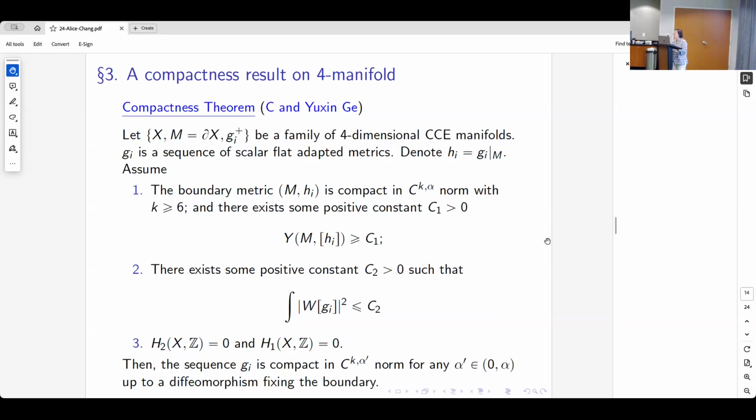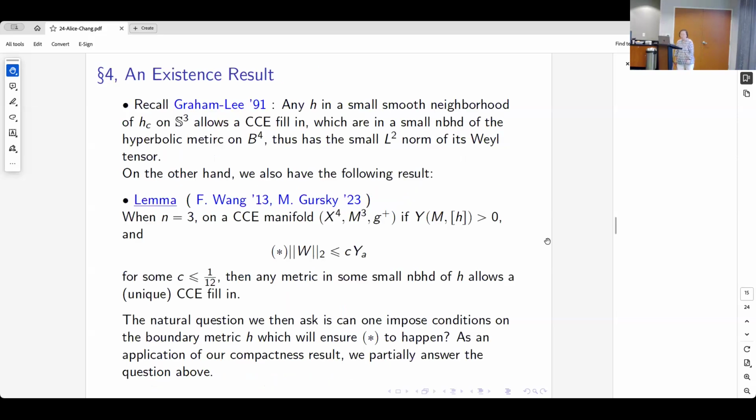Okay, and now I want to briefly describe an application of this result. First, we know that for the original metric, if h is in a perturbation result, then the Weyl curvature L2 norm has to be very small. But on the other hand, in her early work, Wang Fang already observed that for the linearized Einstein equation to have no kernel, you only need the condition that the Weyl L2 norm is less than a multiple of Y, if the boundary metric has positive scalar curvature. Then you avoid the kernel.